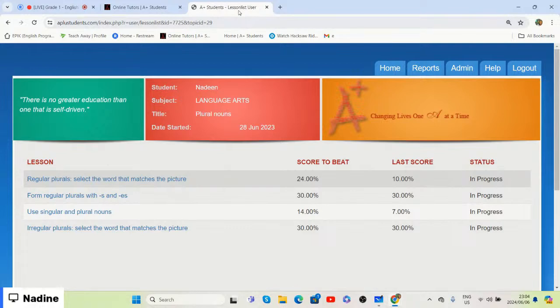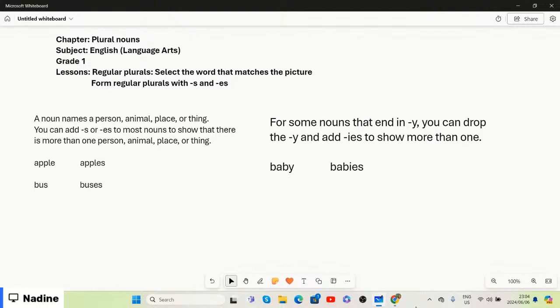All right, so we said that our chapter is plural nouns. Our subject is English language arts, grade 1. And our lessons that we are going to be focusing on under the chapter of plural nouns are regular plurals, select the word that matches the picture, and to form regular plurals with S and ES.